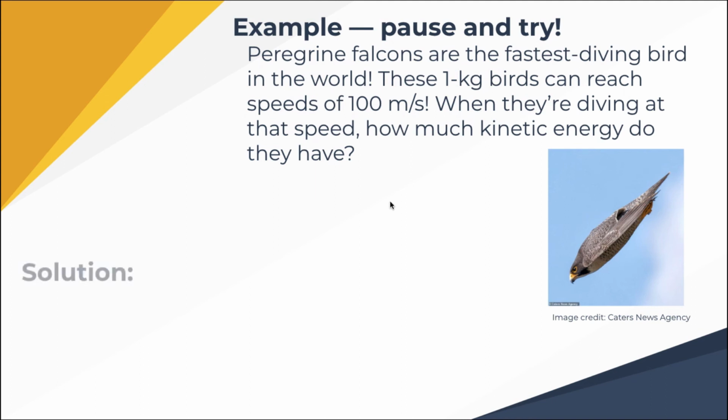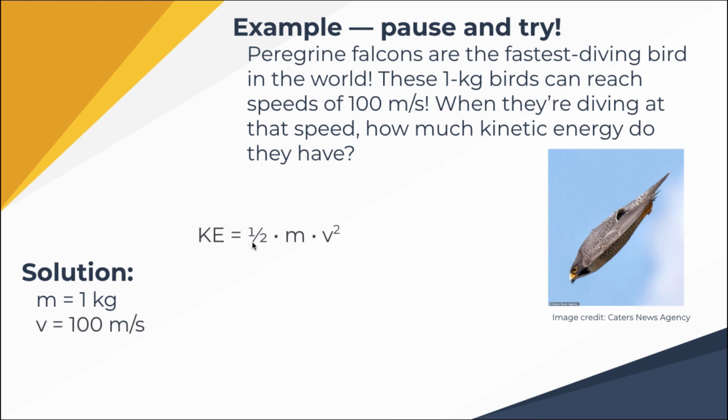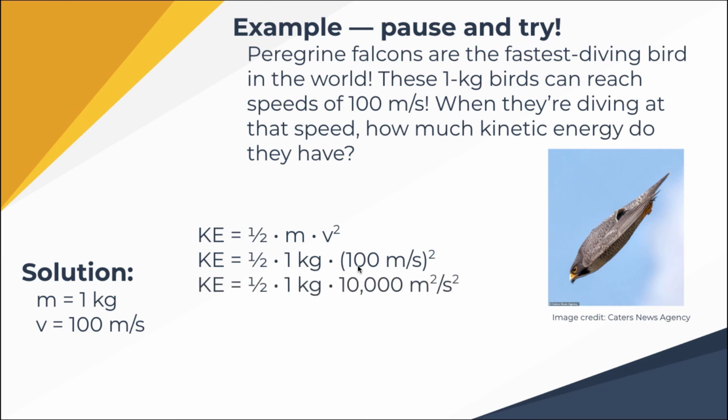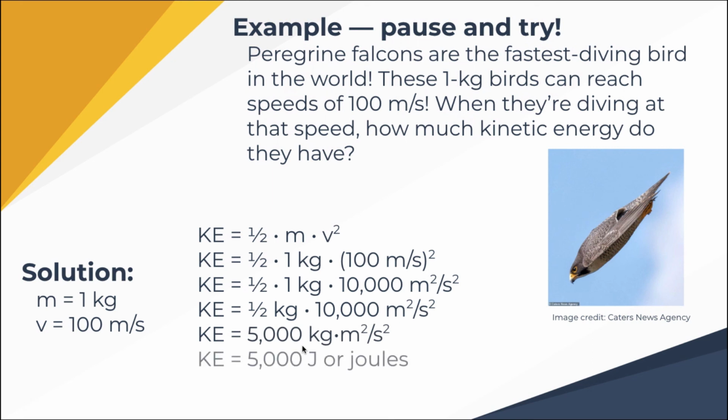So to solve this, we need to know the mass and the velocity. Mass is equal to 1 kilogram and velocity is 100 meters per second. So now I write out the equation, 1/2 times m times v squared, and I plug in the numbers. Mass is 1 kilogram, velocity is 100 meters per second, and I'm going to do the exponent first because that's just what you do. So I get 100 times 100 is 10,000 meters squared per second squared, and now I'm just left with multiplication, so I'm going to go from left to right. 1/2 times 1 is 1/2. 1/2 times 10,000 is 5,000 kilograms meters squared per second squared, or 5,000 joules.